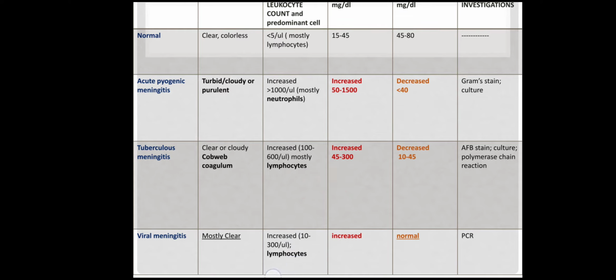In viral meningitis, the count is again increased, but to a lesser extent, that is between 10 to 300. And again, the predominant cells are lymphocytes. So we see that the predominant cells are lymphocytes in case of normal CSF, in tubercular meningitis and viral meningitis, while in case of pyogenic meningitis, the predominant cells are neutrophils.